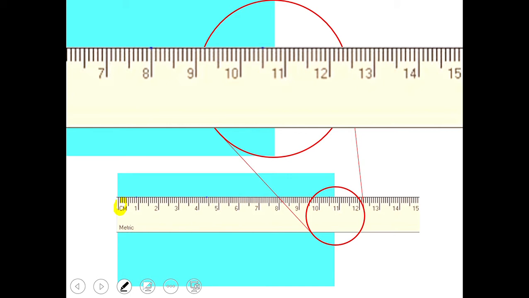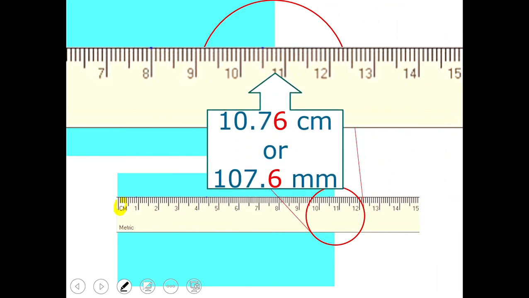Because the smallest increment here is 1 millimeter, or a tenth of a centimeter, that means that we have to record the measurement to one more decimal place. In other words, we would read this as either 10.76 centimeters or 107.6 millimeters. Notice that the digit that is in red here on this slide represents where the uncertainty lies. I mean, you could have chosen to call it 10.75 or maybe 10.77.